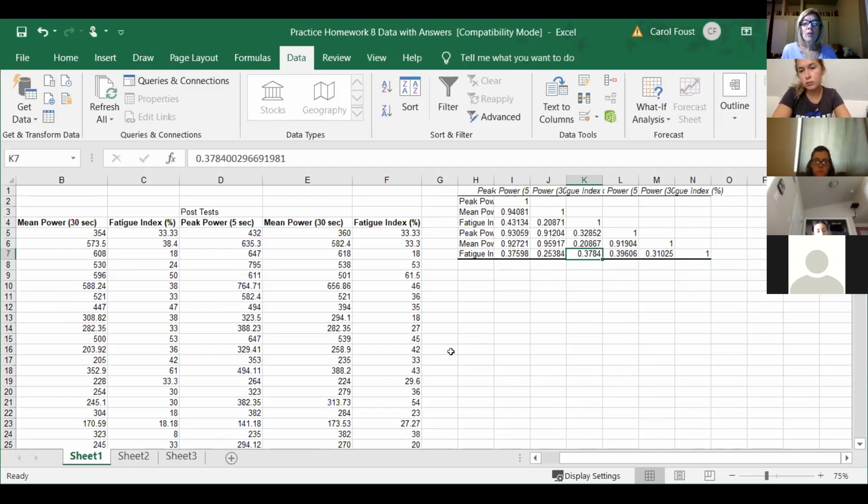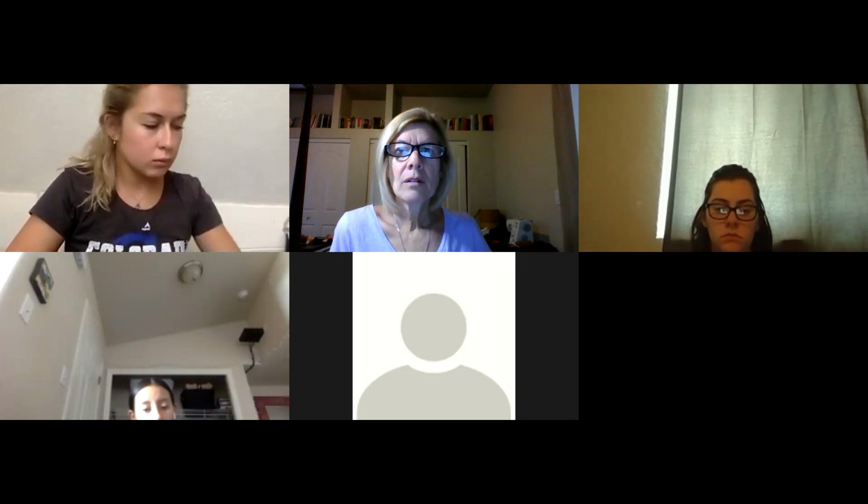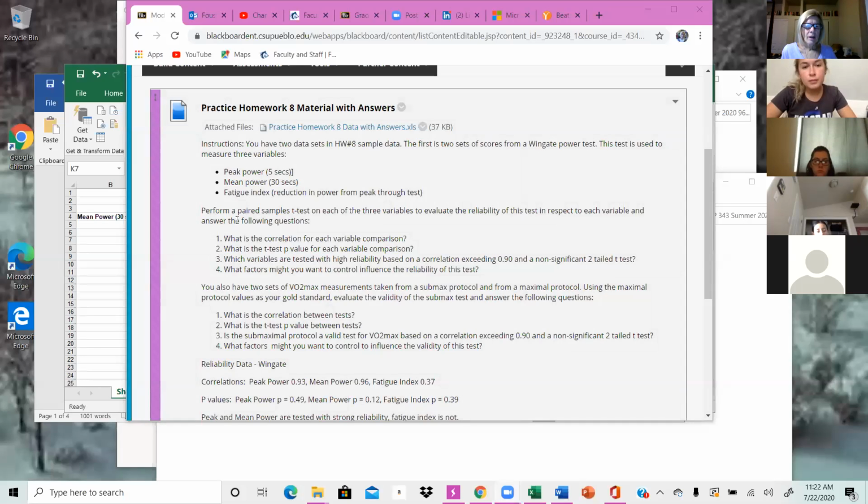Okay, so if we go back to the homework and look at that, let's answer the questions then. It asks, what is the correlation for each variable comparison? Well, from peak power to peak power, we saw the 0.93. From mean power to mean power, we saw the 0.96. And for fatigue index to fatigue index, we saw the 0.37.